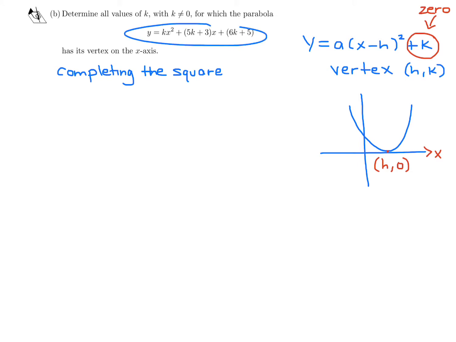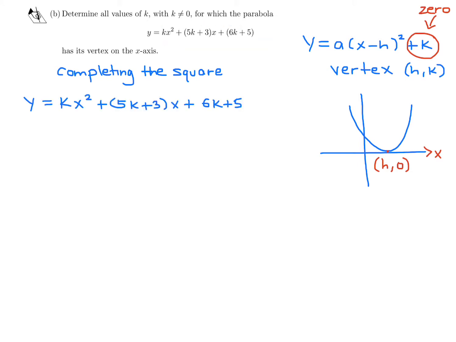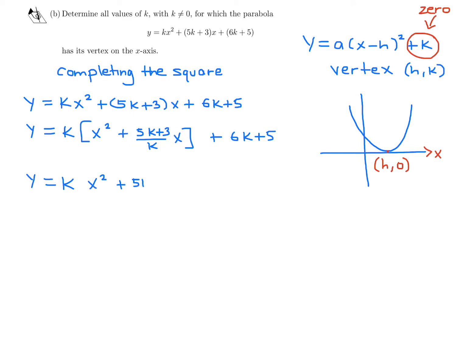So here we go. Let's proceed with this. First thing is, let's expand it all out and collect like terms. But I can see they've already done that, so the first thing to do is factor out the k. If I do that, I get x squared plus (5k plus 3) over k times x. And this other term I can just leave alone. We don't really need that to complete the square. Now, how do we complete the square? You complete the square by taking half of this coefficient and squaring it.